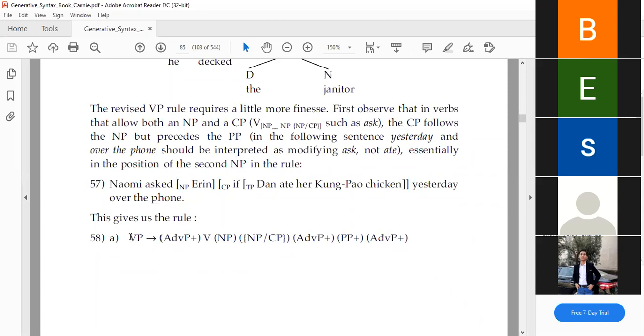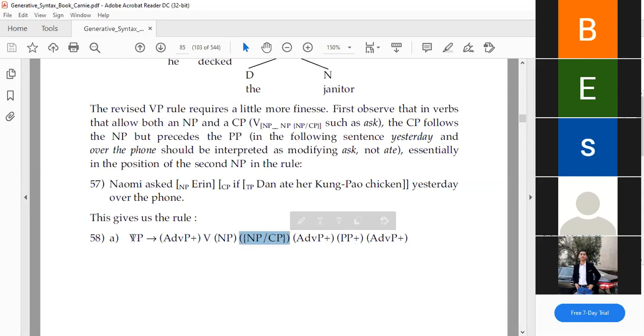For now, we said optional adp plus, obligatory V, optional NP, adp plus, PP plus, adp plus, optionally. So the only thing we are going to change is here. Instead of saying optional NP, we have to say either optional NP or CP, because the object, or the second NP, can be a complementizer phrase.